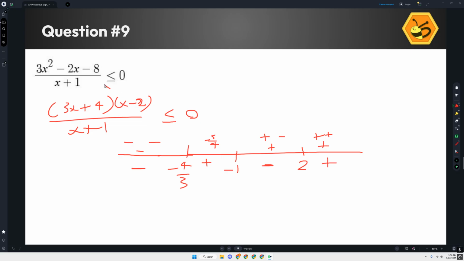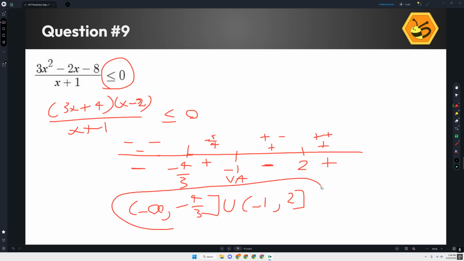And then we want it to be less than or equal to 0, so we're going to say negative infinity to negative 4 over 3, hard bracket, union. And negative 1 is a vertical asymptote, so we can never include it. So we're going to say negative 1 to 2, hard bracket. And that's our answer. Any questions?